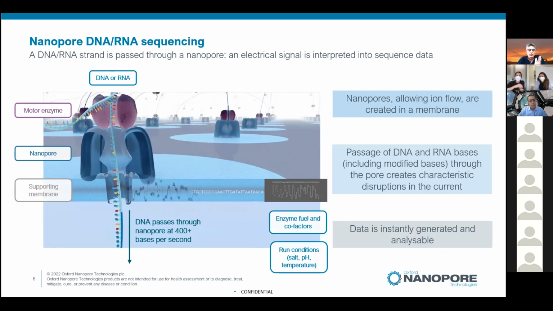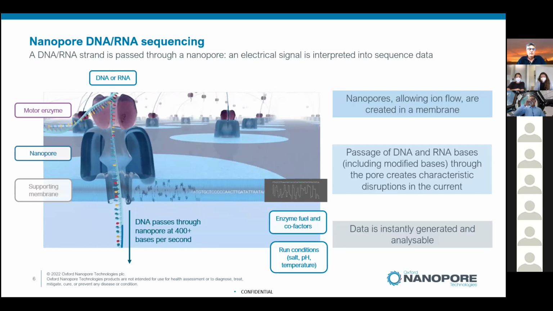As it's flowing through the pore, there is a flow of ions from one side of the membrane to the other, and that flow is disrupted by the nucleotides as they're going through the pore. And that disruption is measured with some bespoke microelectronics that generates a squiggle plot that we then deconvolute with algorithms to identify ATCG and the base modifications.